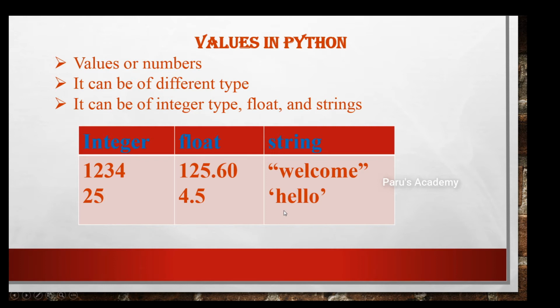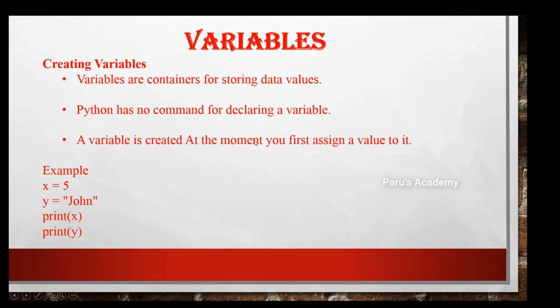Next one is variables. What do you mean by variables? Variables are used to store data values. Python has no command for declaring a variable. A variable is created at the moment you first assign a value to it. For example, if we give x is equal to 5, automatically Python will accept the value 5 for x, and x is termed as an integer variable, because 5 is an integer.